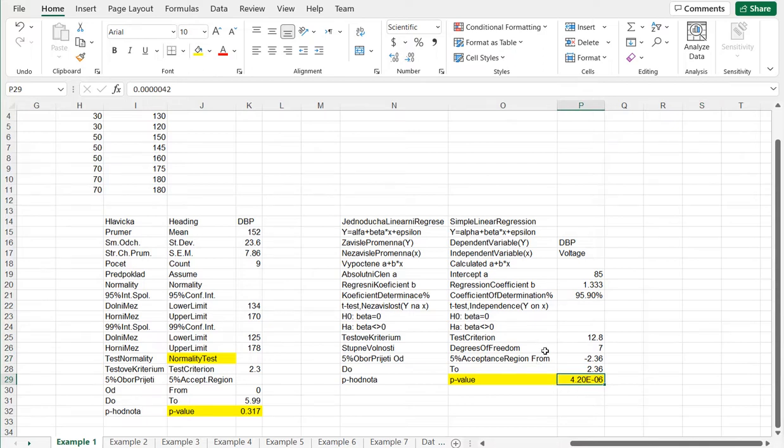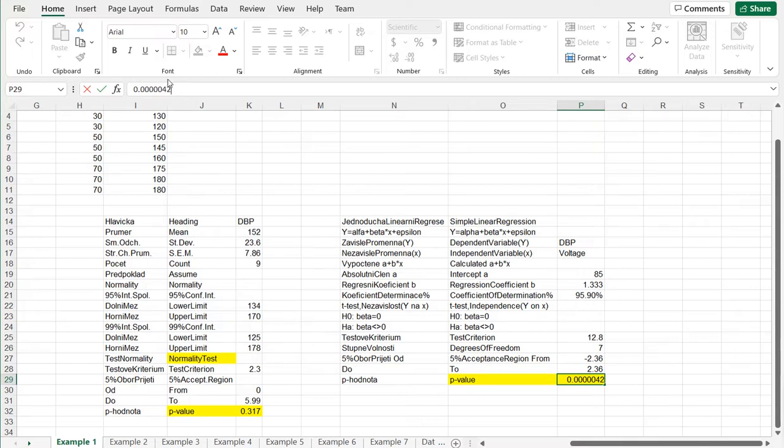So this is like 0.000000420. You'll actually find it right there. Really, really small. So let me ask you, is the p-value greater than or less than 0.05? It is obvious. It is way less than 0.05.